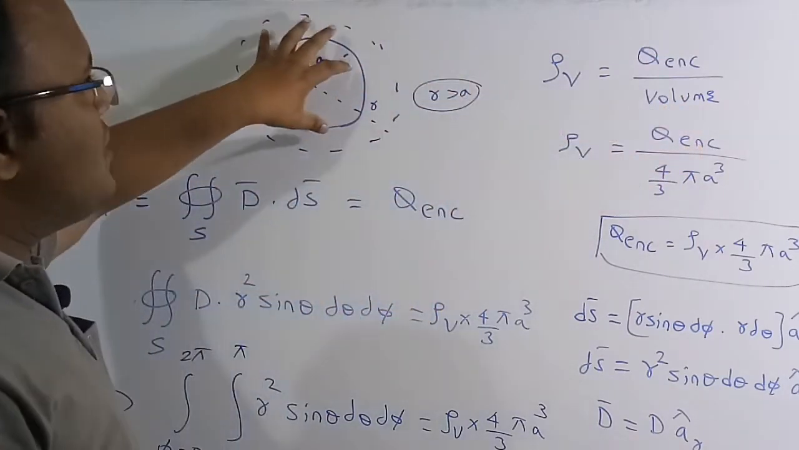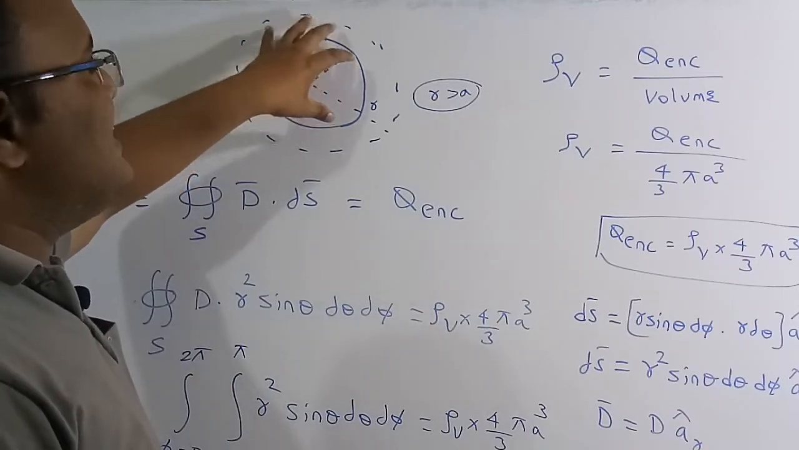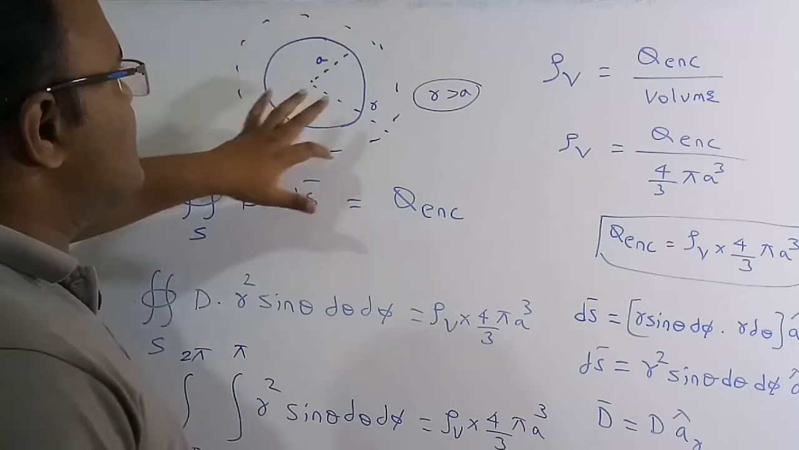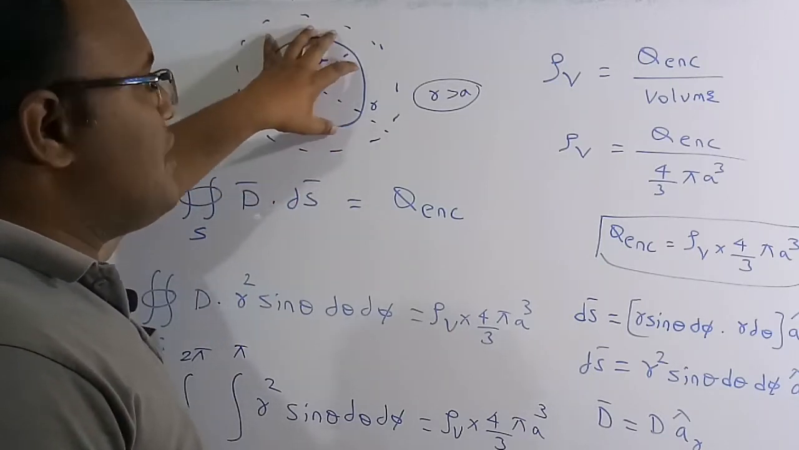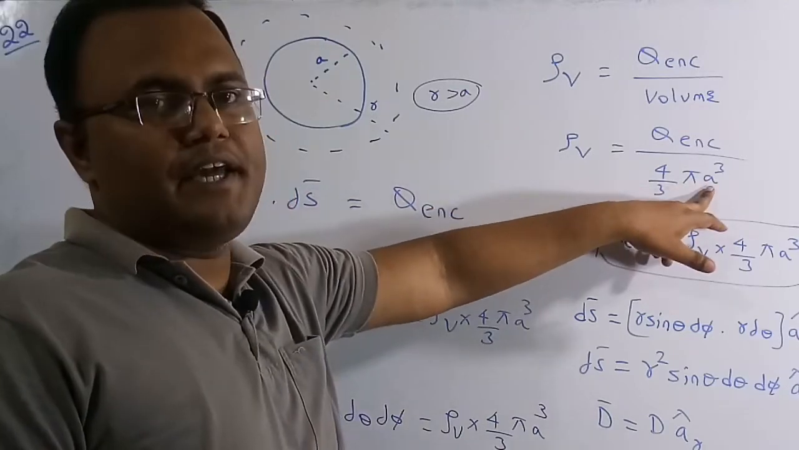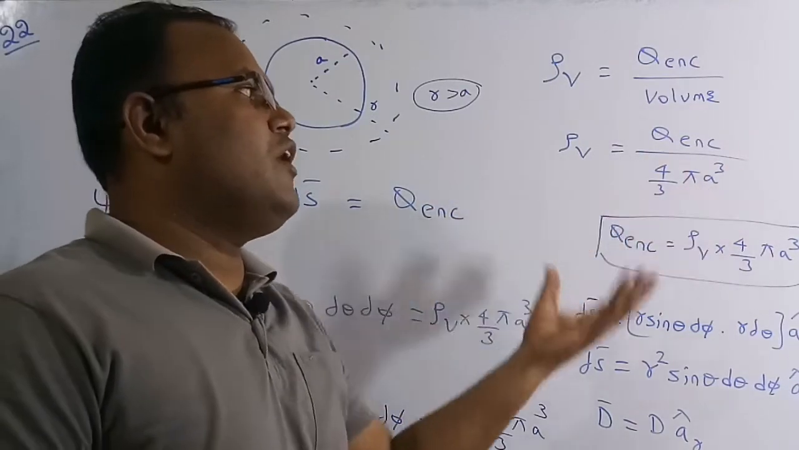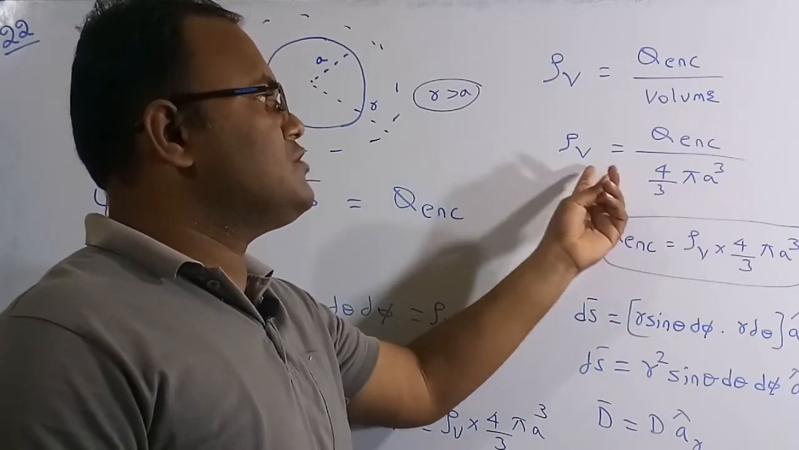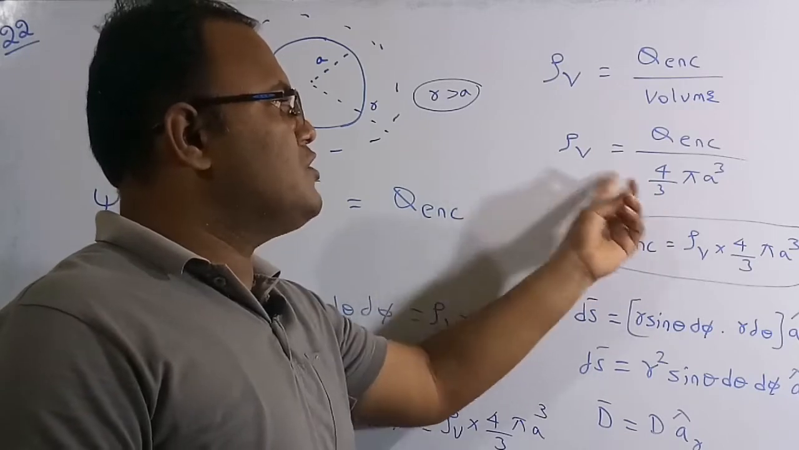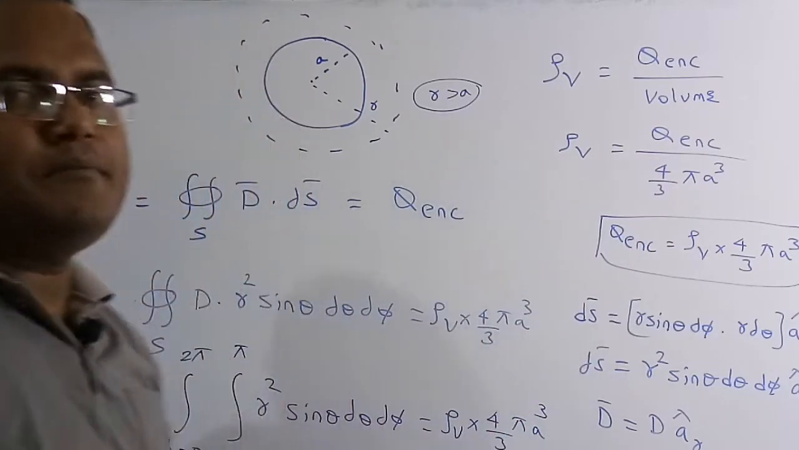See, the charge is going to be present only within the volume of this sphere. So therefore we can say charge enclosed by this sphere is nothing but the charge of the body. So charge enclosed by volume of the body, which is 4 by 3 pi a cube. A is the radius of the sphere, so volume of a sphere is 4 by 3 pi a cube. So with the cross multiplication we are going to get charge enclosed is equal to rho v into 4 by 3 pi a cube.